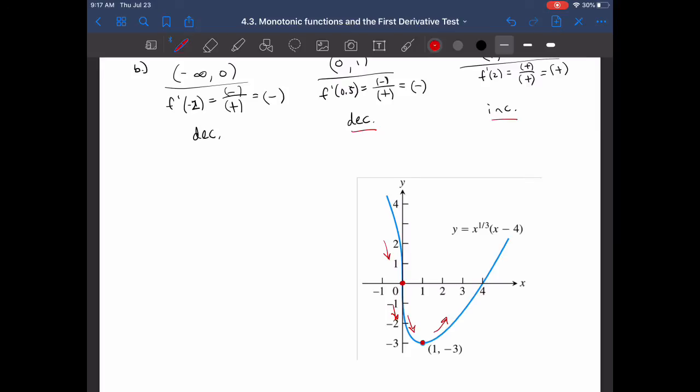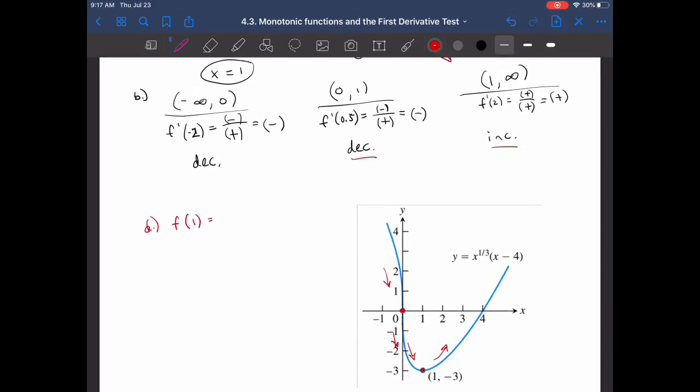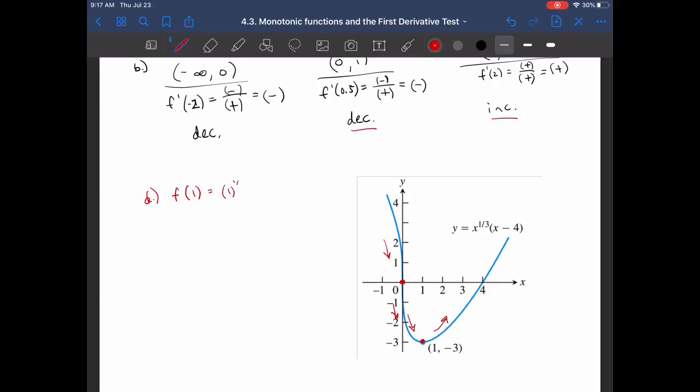And then what are the values of the local extreme? Well, they're right there on the graph. You simply have to plug them back in, right? So if you wanted to do part D, you would just plug in the value of x. You just do f of 1. And what was our function? x to the 1/3 times x minus 4. So that's 1 to the 1/3 times 1 minus 4. And 1 to the 1/3 is 1. 1 minus 4 is -3. So at x equals 1, we have a value of -3. Okay? And that's what we see right there in the graph.